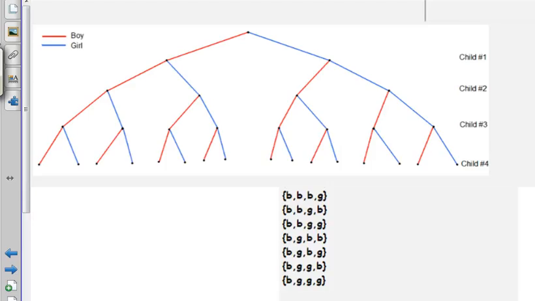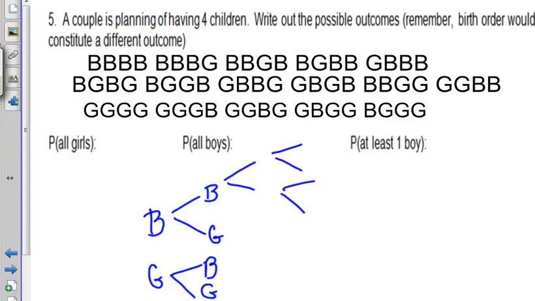I got this off the internet. This is a tree diagram where the red is boys and the blue is girls. If we were to write them all out, what is the probability of all girls? Each time there's 2 possible outcomes, and we're talking 4 kids, so that's 16 possibilities. All girls would be 1 out of 16, all boys 1 out of 16.